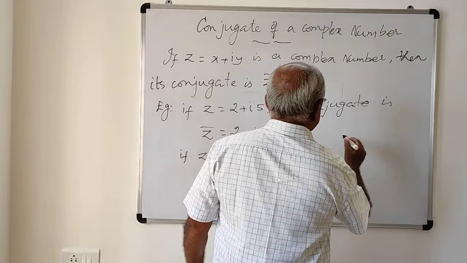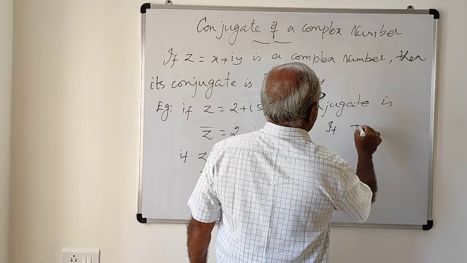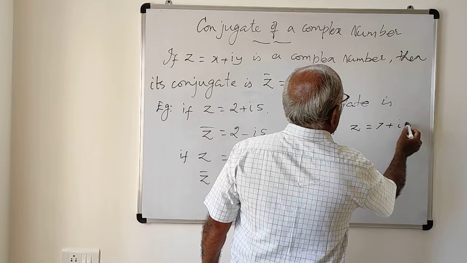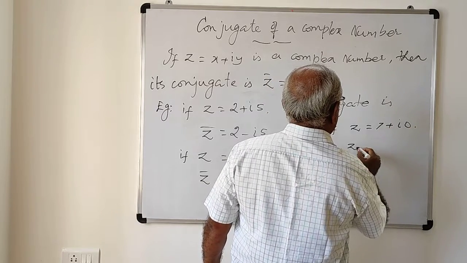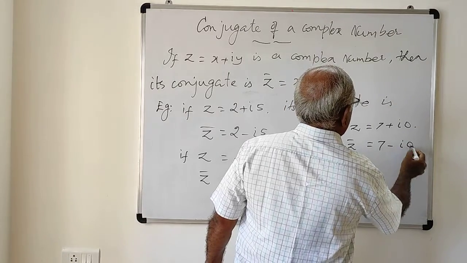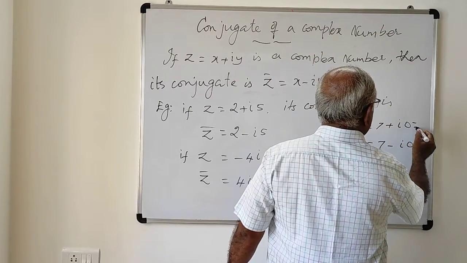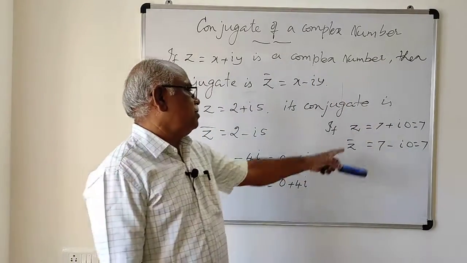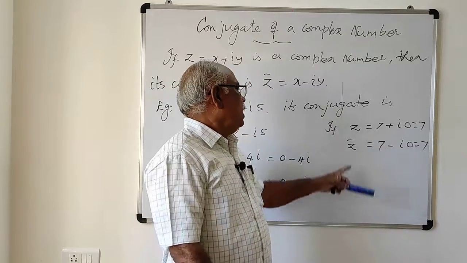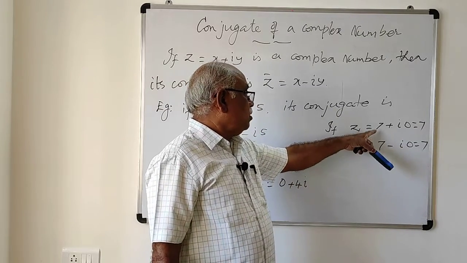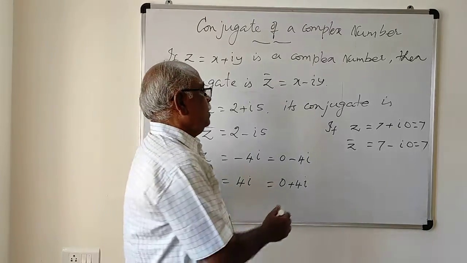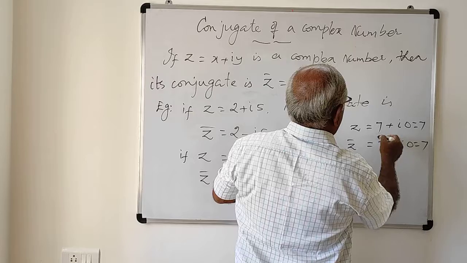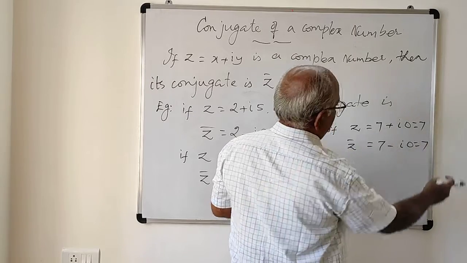One more example. If z is the complex number 7 plus i0, then its conjugate z bar is equal to 7 minus i0. That means both are 7. If z is 7, then its conjugate z bar is also 7. We omit i0 and minus i0, because the conjugate of a real number is the number itself.